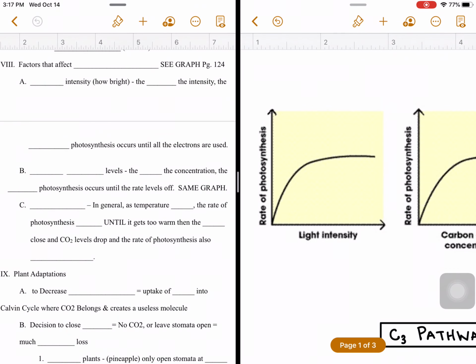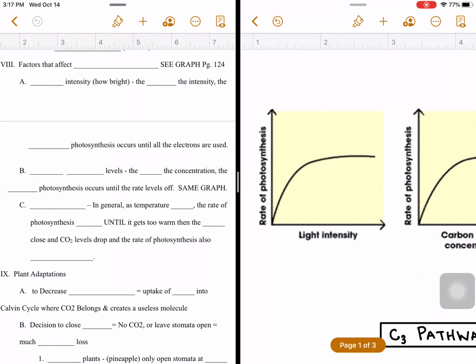This is part 3 of your photosynthesis notes, and in this part we're going to talk about different factors that will affect the rate of photosynthesis, and we're also going to discuss plant adaptations to different environments and how they're able to continue photosynthesis even in adverse conditions. So first, factors that affect photosynthesis.